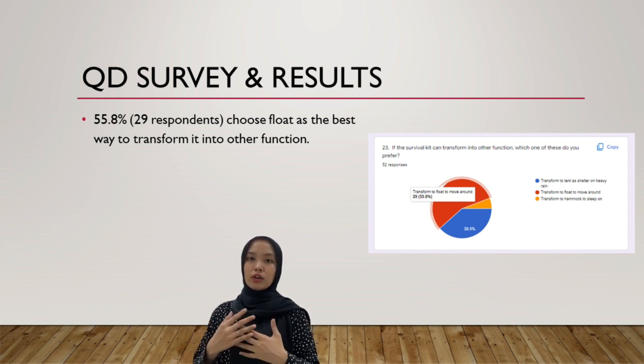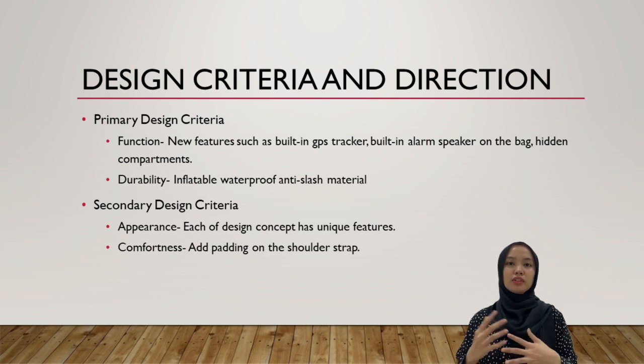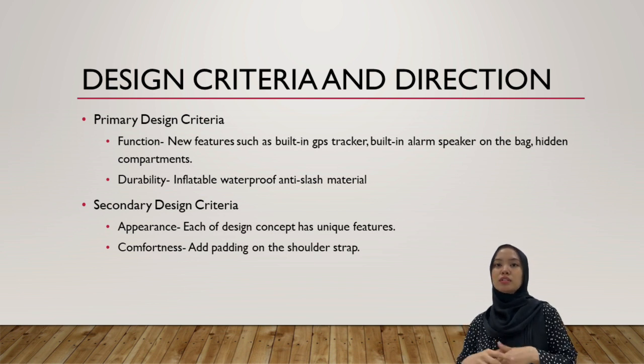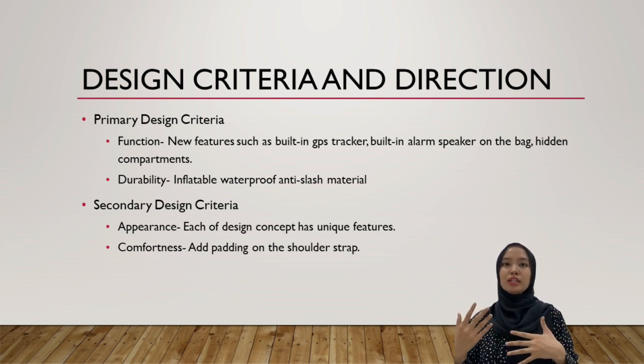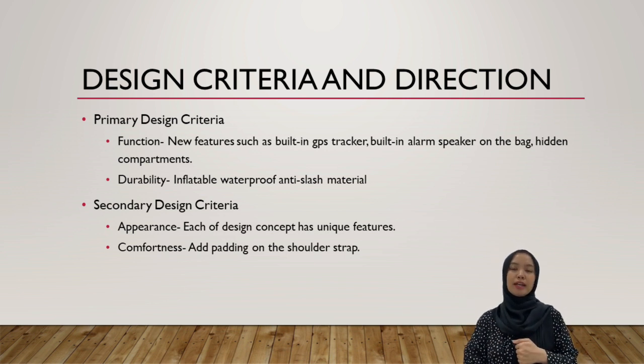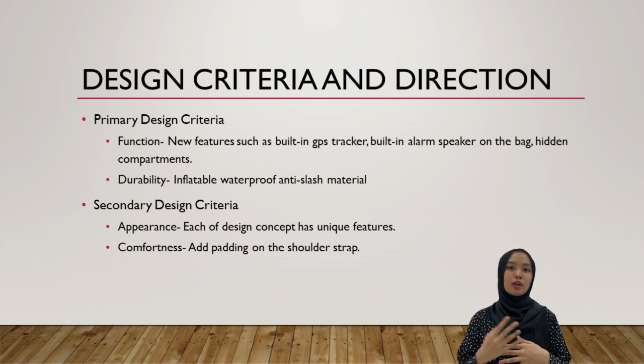Therefore, we will use this result in order for us to analyze the best design and continue to the design requirement. Design criteria. We have 2 design criteria, which are primary and secondary. Primary design criteria consists of function. We add new features such as built-in GPS tracker, built-in alarm speaker on the back, and hidden compartments. Second one is durability. We use inflatable waterproof anti-slash material.